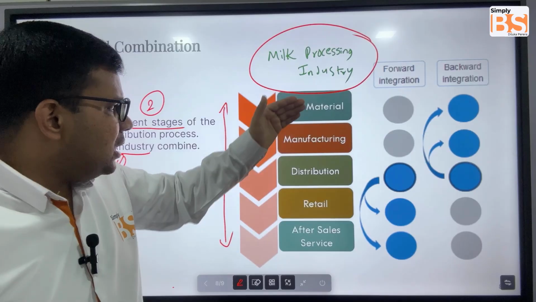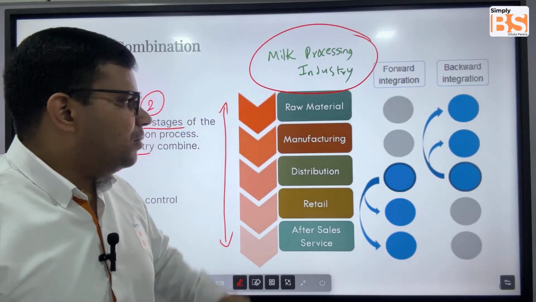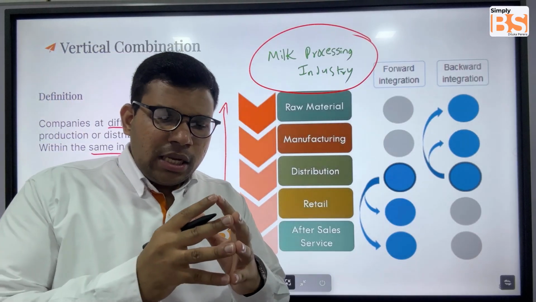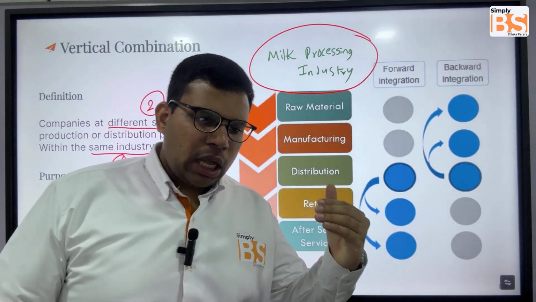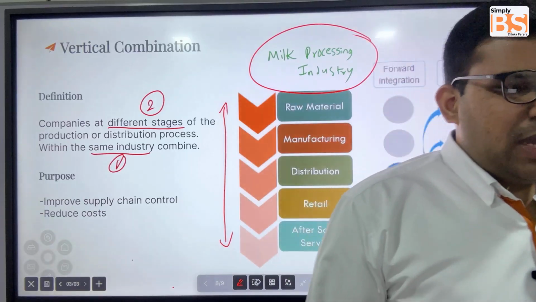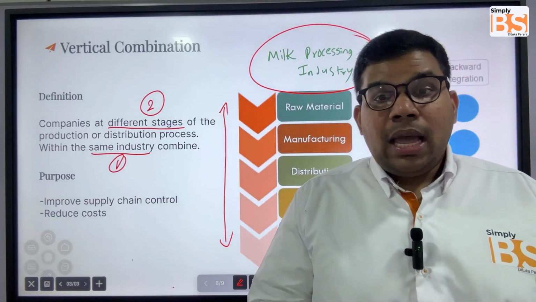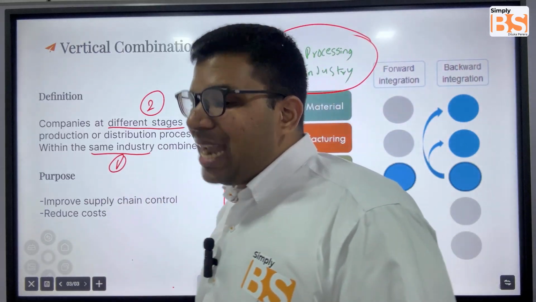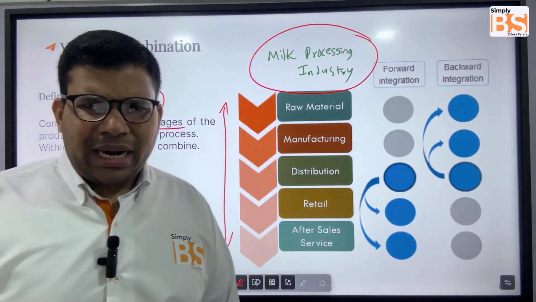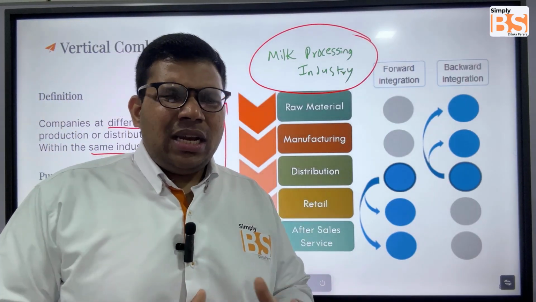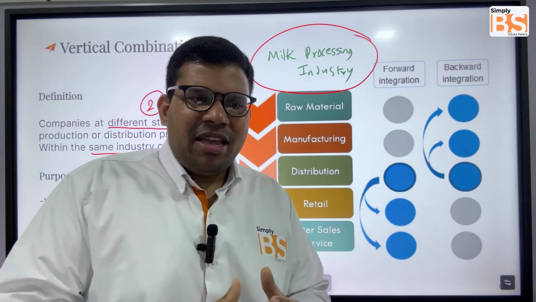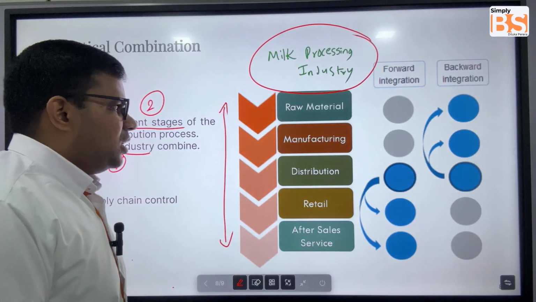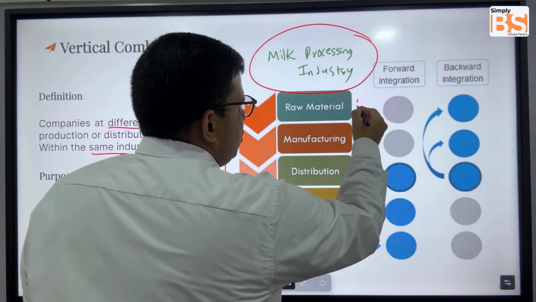And then it goes to the second stage, where the manufacturing stage occurs. This is where the raw milk which is collected is processed and packaged properly. Different companies will be adding value to raw milk. So you add flavors to it, chocolate flavor, vanilla flavor, strawberry flavor, and so you add value in the manufacturing stage. This is the second stage.